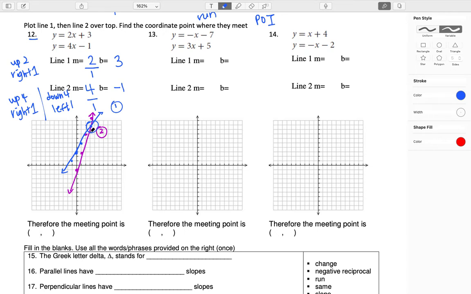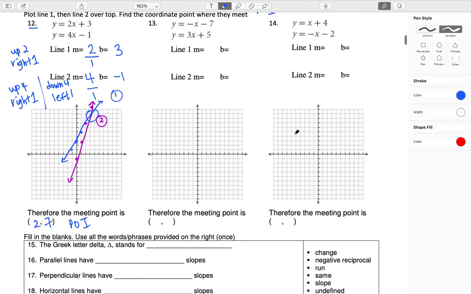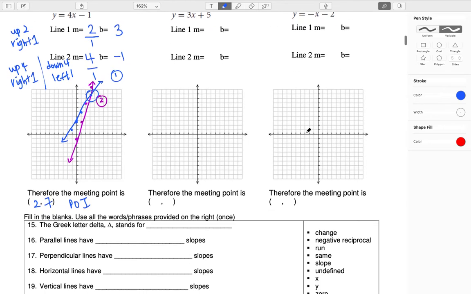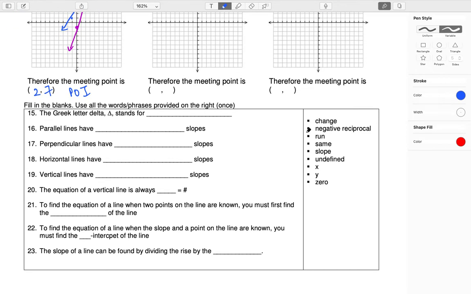I know it's a little bit out of range, but they are supposed to meet at (2, 7). Okay, so that is their point of intersection. Good. Now, you will do the rest of it for 13 and 14 practice, where they are meeting at the point of intersection. But let's do a quick fill in the blanks as a review.